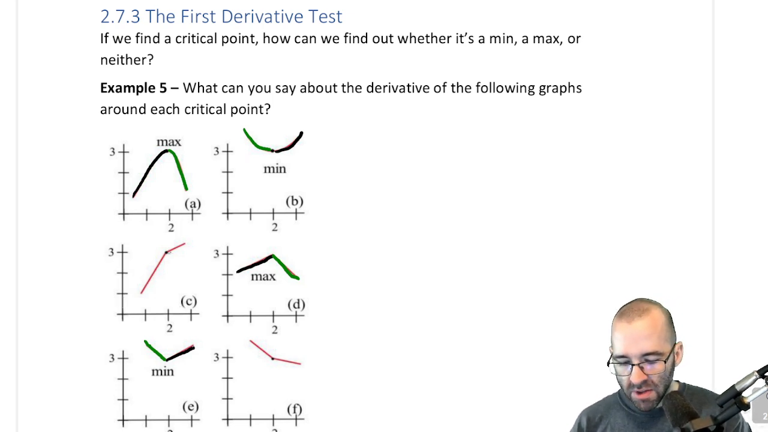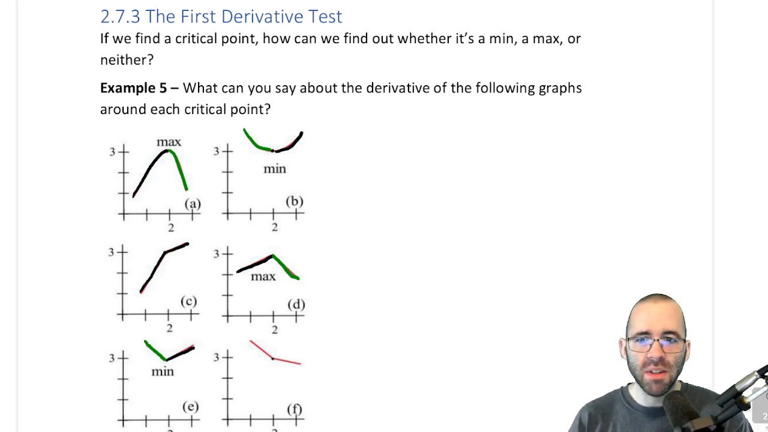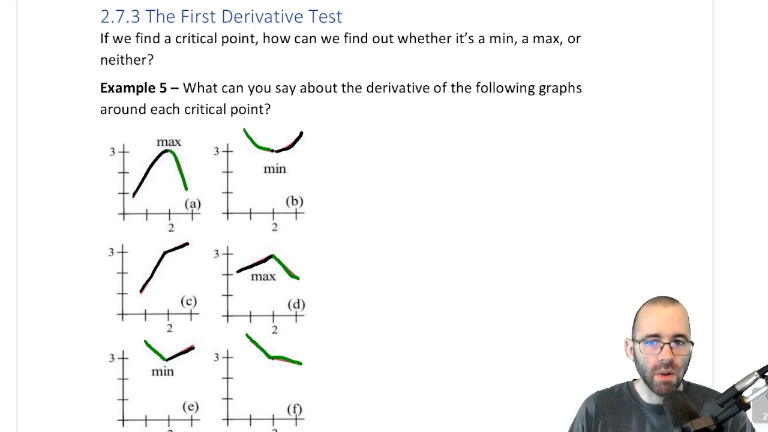And over here, this is also a critical point. But in this critical point, notice it's going up on the left and up on the right. So it's a critical point, but it's not an extremum. And over here, right, it's going down to the left and down to the right. It's a critical point, but no extremum.